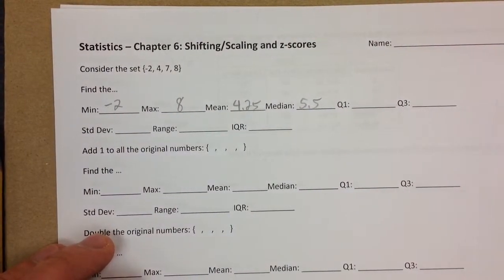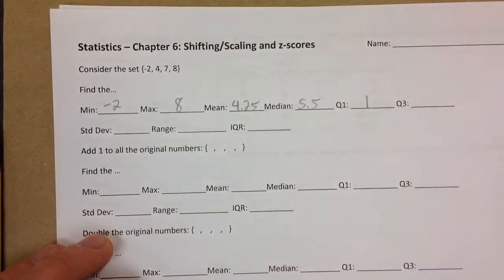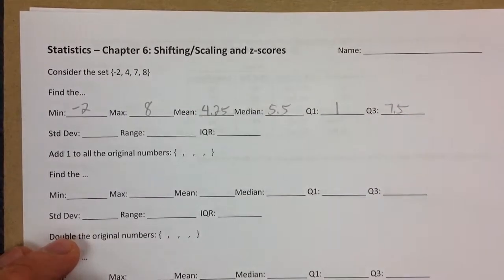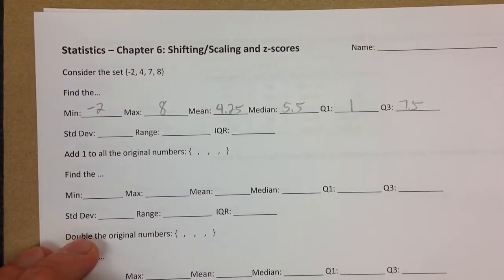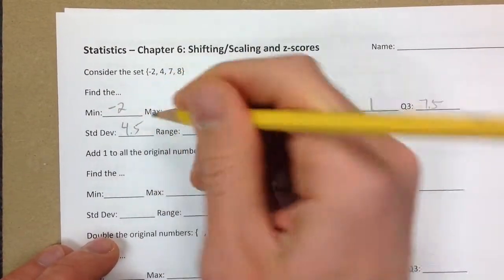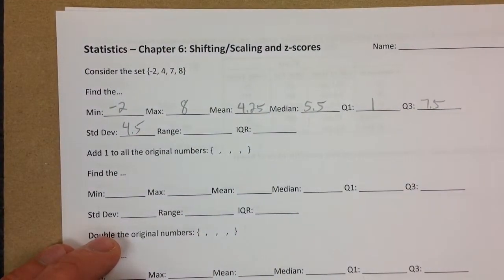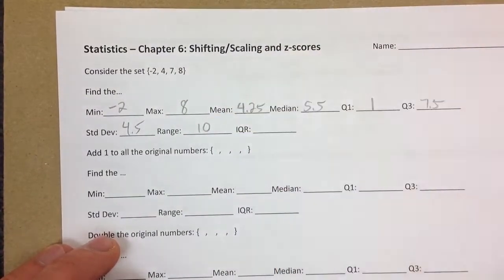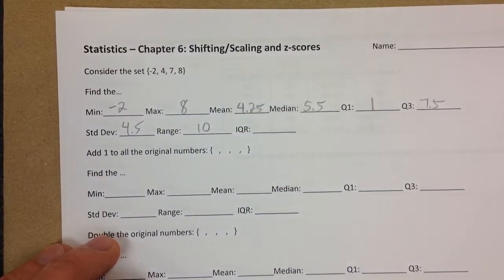Ethan, the Q1? 1. Daniel, the Q3? 7.5. Mara, the standard deviation? 4.5. And Unwan, the range? 10. Elif, the IQR? 6.5.